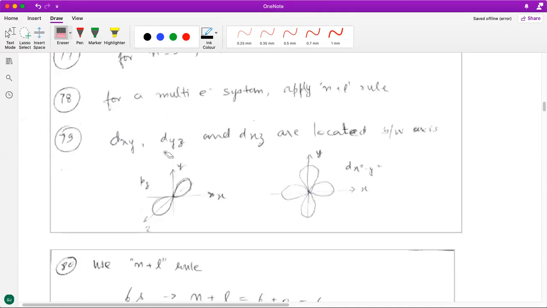Then 79th question is based on the diagram of orbitals. If you remember the visualization of Pz and dx square minus y square orbital, you will find out that their probability or their lobes are along the axis. So Pz is along the z-axis and dx square minus y square is along the x-axis and y-axis. So the probability of finding the electron is distributed along the axis rather than between the axis.